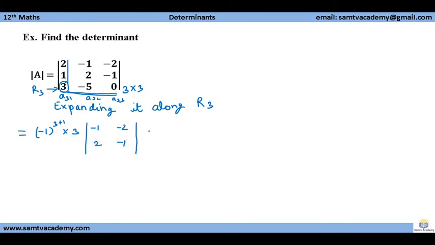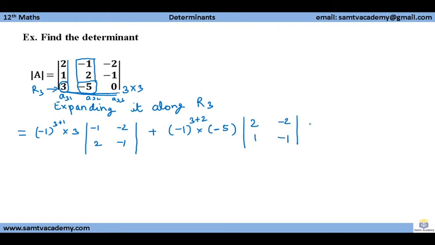Next, for sign, again we will see what will be the sign. So first we will write plus, this (-1)^(3+2), what is the location, and what is the value? Multiplied by -5. And what are we left with? If we are taking this 5, we have to leave this column, and this row, R3, we have to leave. So we are left with 2, -2, 1, -1.